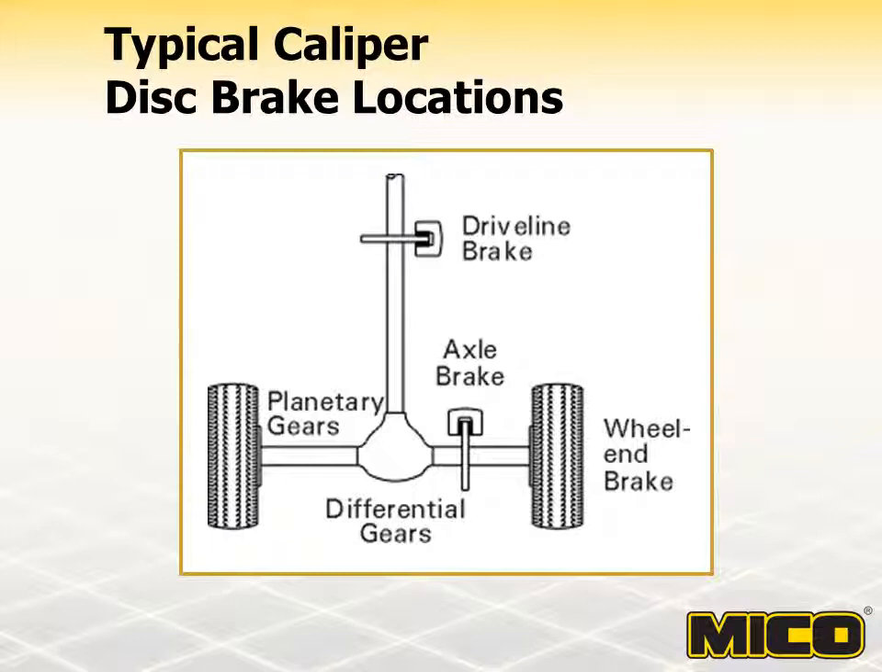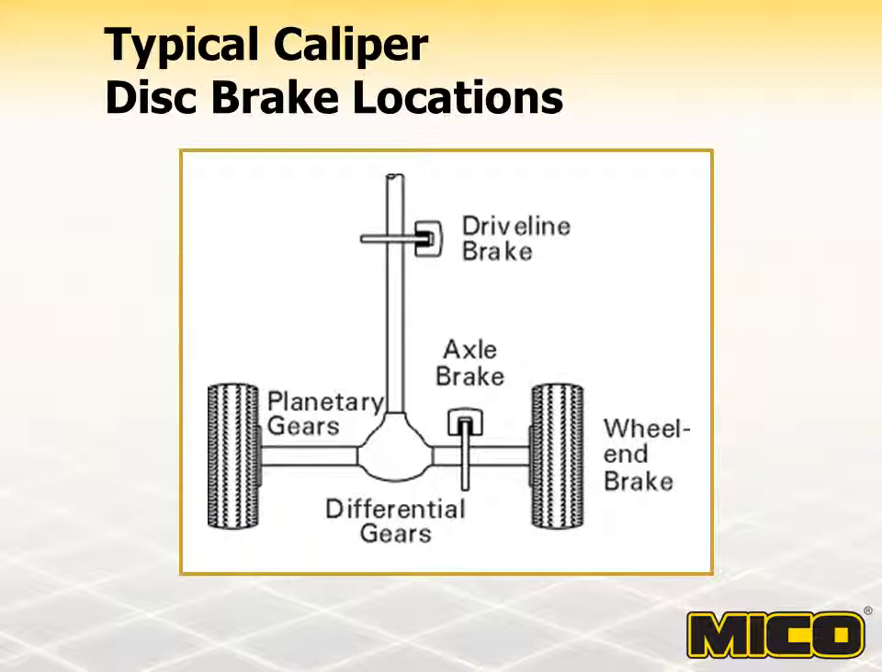When caliper brakes are used on the driveline or the axle, gear reduction needs to be brought into consideration when determining the required brake torque. Brake torque is divided by the ratio of gear reduction to get the actual required brake torque. Gear reduction is conducted through planetary gears, differential gears, or both, depending where the brake is located on the vehicle.